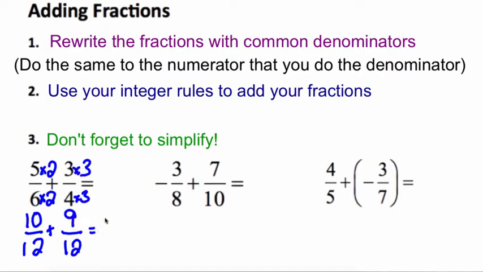Then we're going to check our signs. Are they same signs or different signs? In this case, they're both positive. Add them up. 10 plus 9 gives us 19/12.